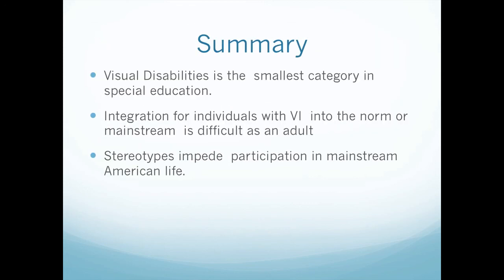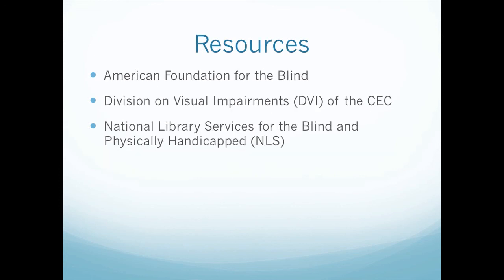Well, we're closing up on this chapter. The summary is that visual disability is the smallest category in special education. Integration of individuals with visual impairments into the norm or the mainstream is difficult as an adult. And we have stereotypes, of course, that impede their participation in American life.